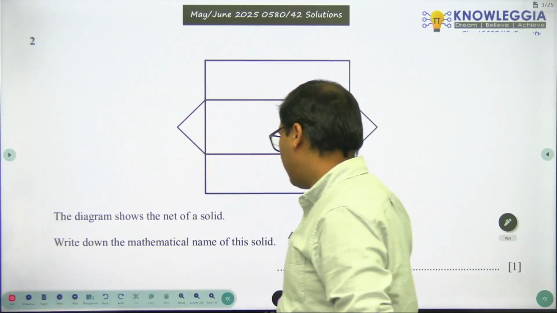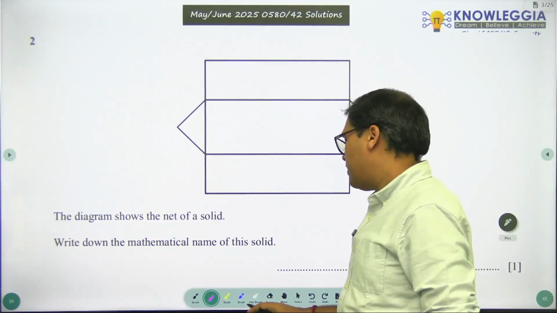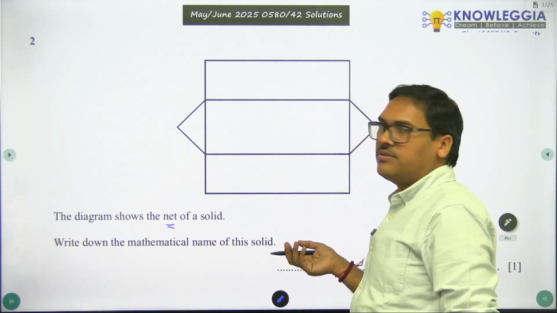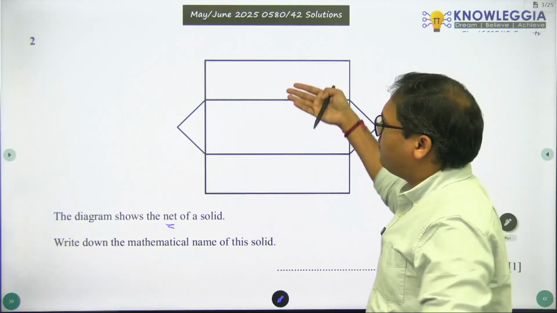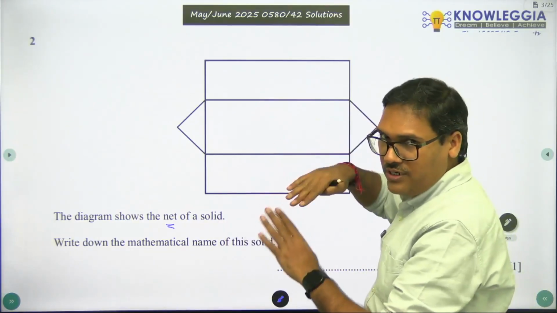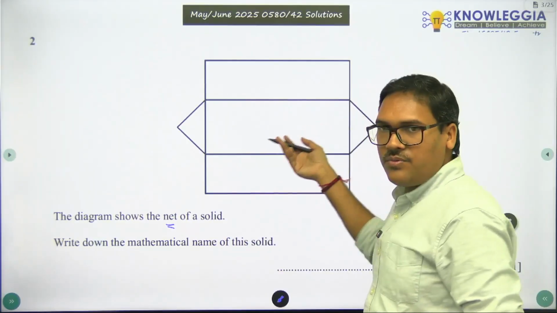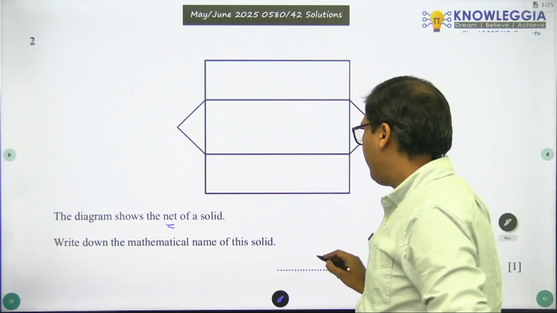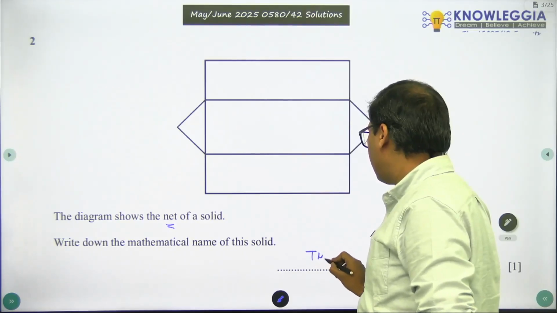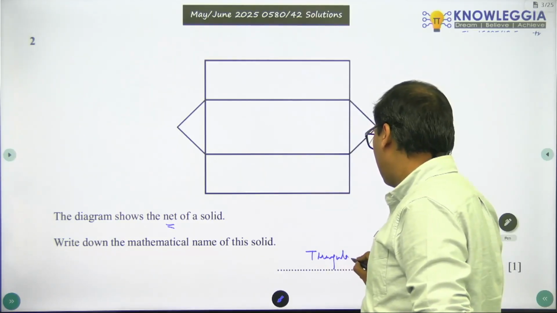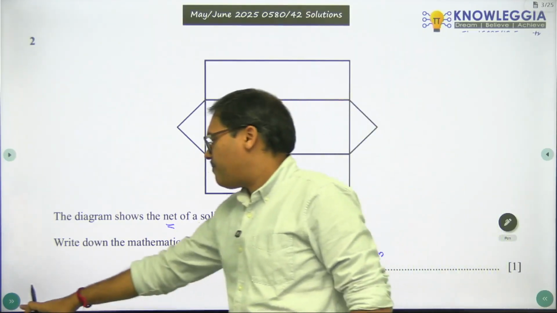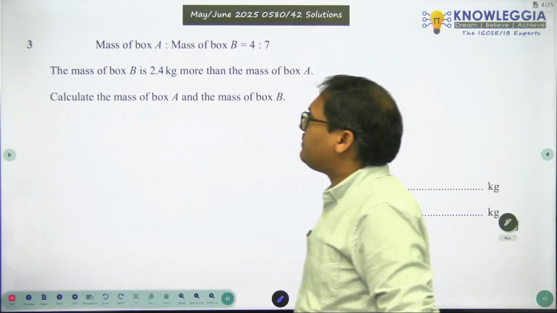Now the next question is, the diagram shows the net of a solid. Write down the mathematical name of this. So you can see this is the net. If you just fold it, you will get a triangular prism, because this is a triangle, so it will become like this and it will go like this. So this will become a prism, which is a triangular prism. So you can write the answer: triangular prism is the answer.